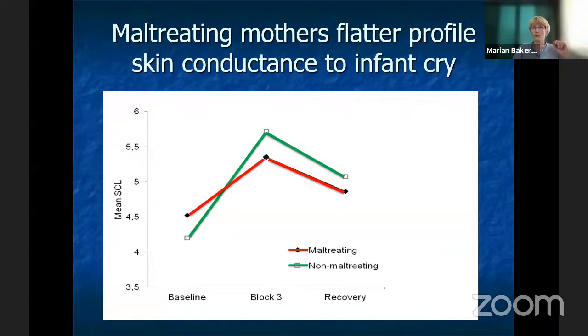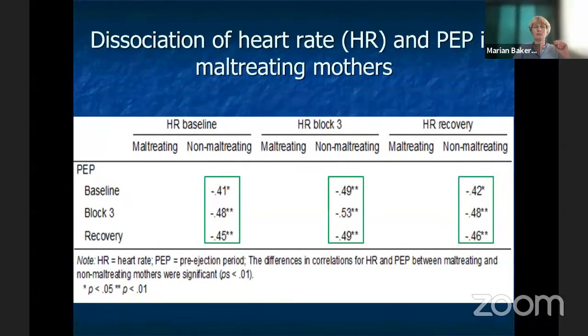Same was true for skin conductance. So skin conductance is also a stress indicator. If you're stressed, there's more sweat, so there's more skin conductance. And the non-maltreating mothers show this profile of being distressed and then back to, well, not back to normal, but back to recovery. And in the maltreating, it is a flatter profile.